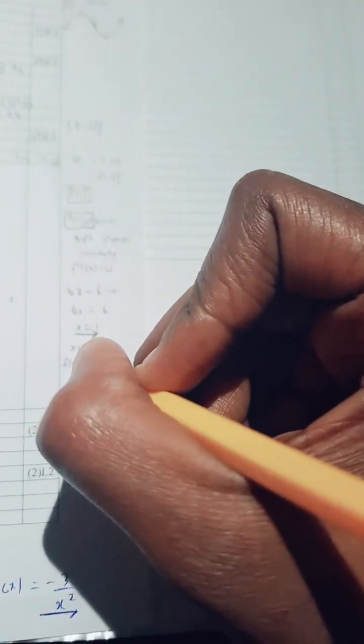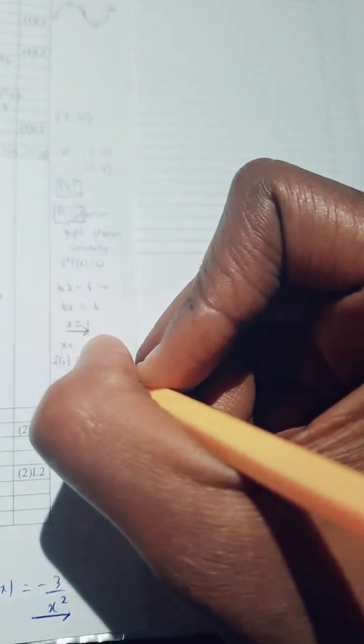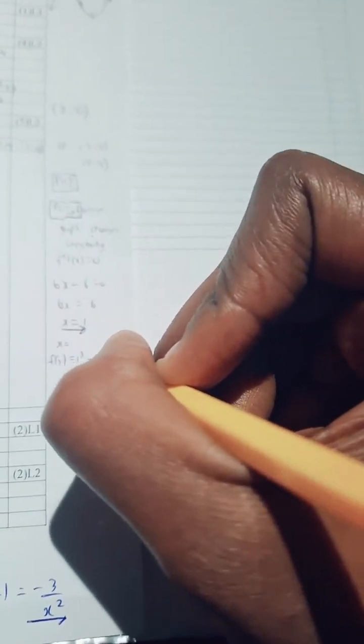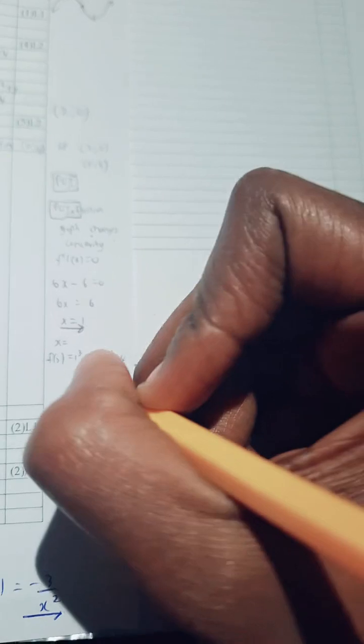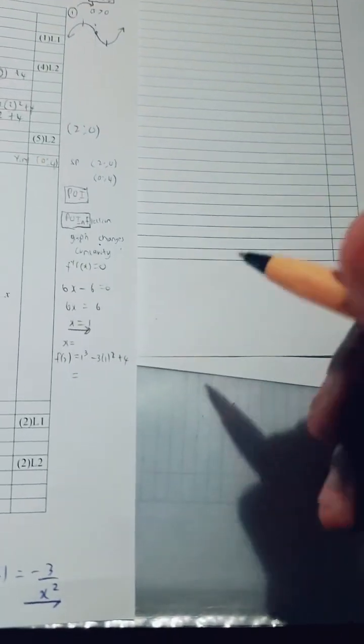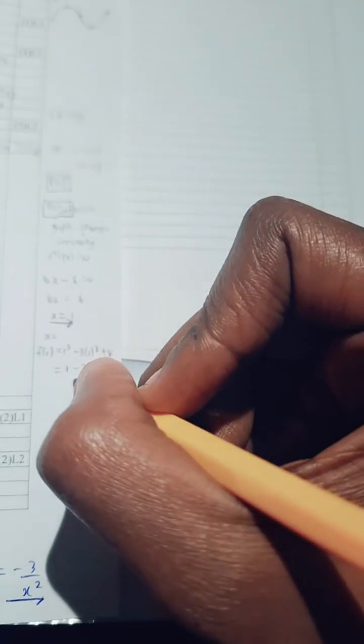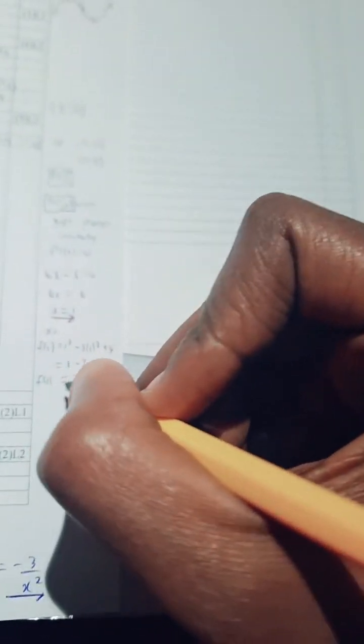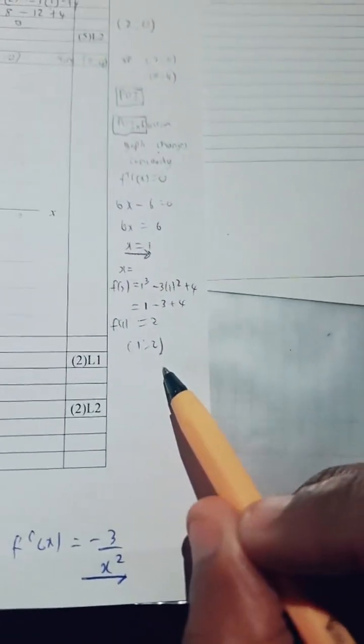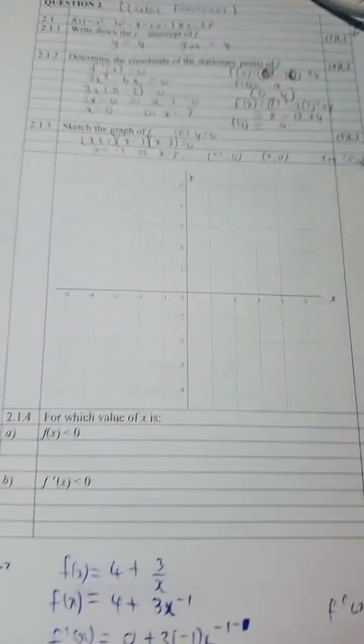So I just say f of 1 is equal to 1 cubed minus 3 into 1 squared plus 4. So what I do get eventually is 1 minus 3 plus 4. 4 plus 1 is 5. 5 minus 3 is 2. So f of 1 is 2. So that means I have (1, 2) as my point of inflection. I have everything that I now need to sketch my graph.